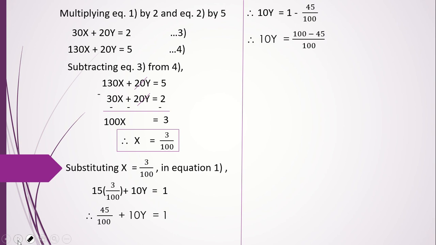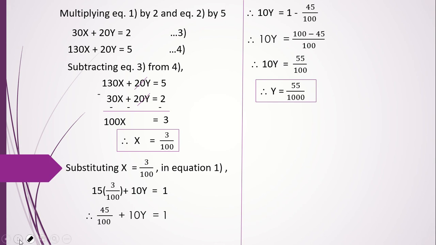Okay, so we get 10y is equal to, see this 45 upon 100, it went that side, it became minus, then I've cross multiplied. 100 ones are 100, 100 minus 45 upon 100. Now 100 minus 45 is 55, so that's 55 upon 100. For y is equal to, this 10 goes that side, it becomes 55 upon 10, means 10 is multiplied with 100, so that becomes 1000, 55 upon 1000. Now we got the value of x and we got the value of y also.